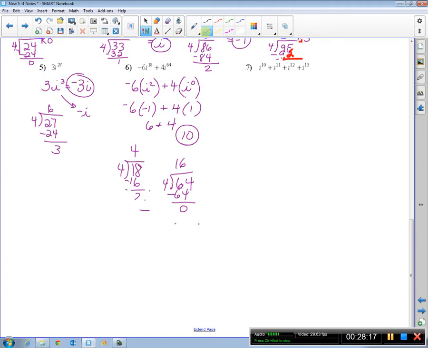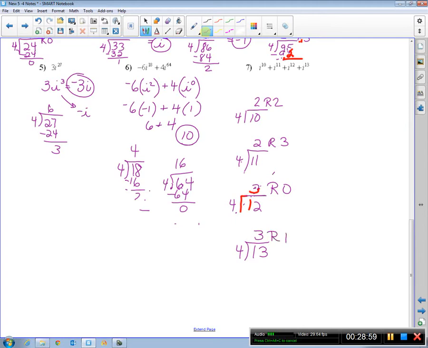All right, last one on this page. We've got a 10, 11, 12, and 13. So we need 10 divided by 4. We're actually interested in the remainders, remember. 11 divided by 4. 12 divided by 4. And 13 divided by 4. 2 remainder 2. 2 remainder 3. Remainder 0. This goes in 3 times, which is 12.